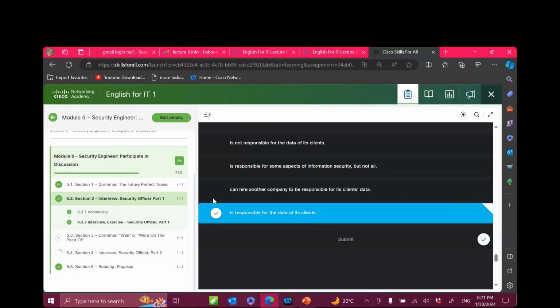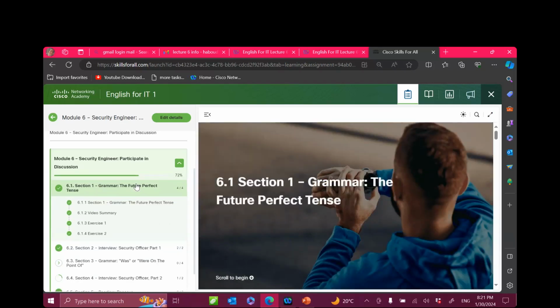Okay, welcome back to the second part of the session, module 6, the last module in the course. I hope you did understand the first two sections, and right now we will start section number 1, and section number 1 is always the grammar part. So let's have a look at the grammar that we have today.